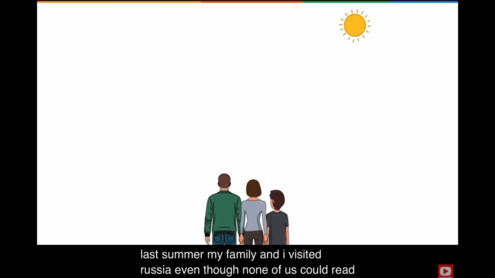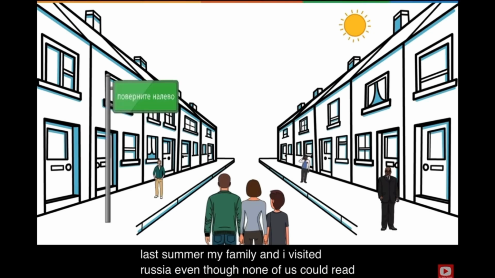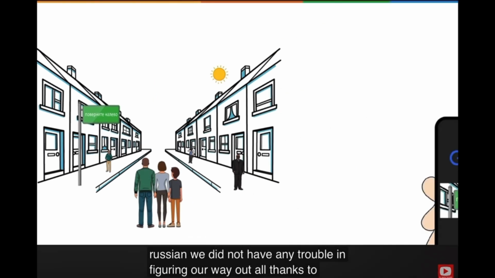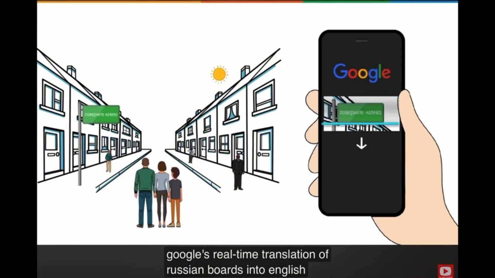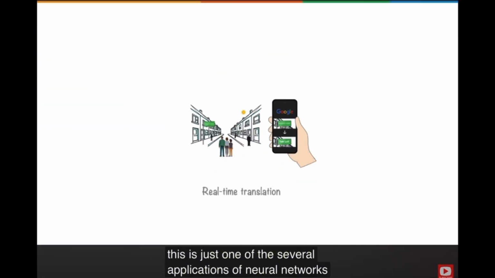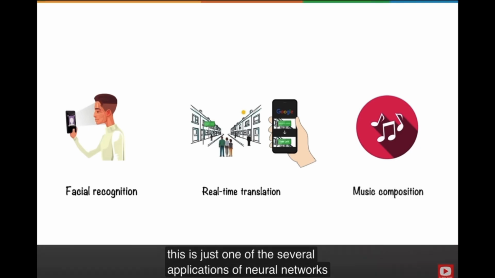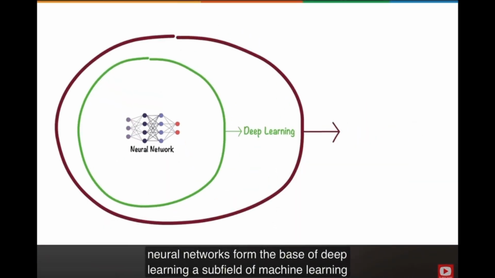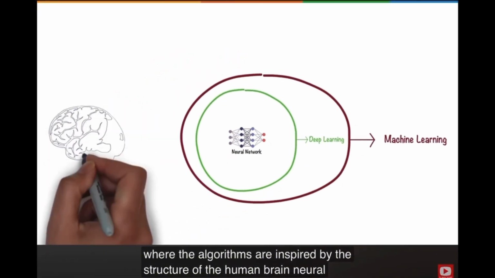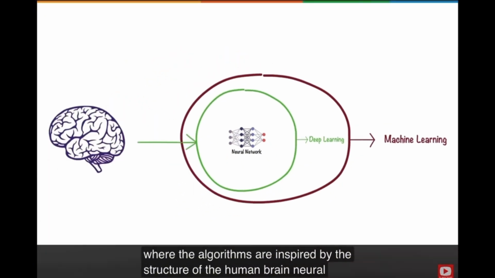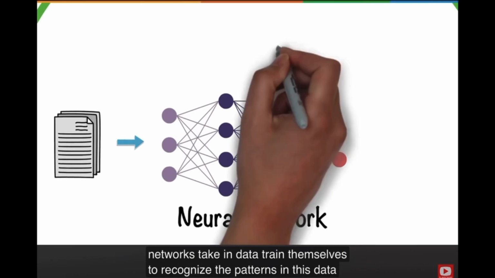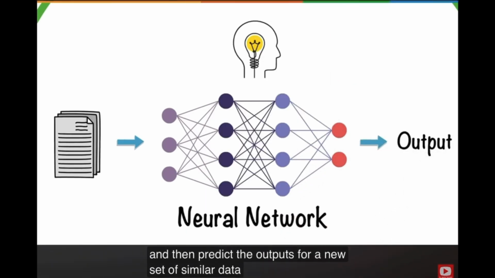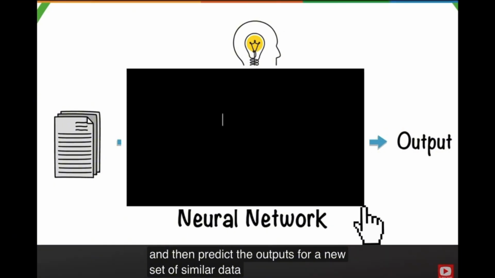Last summer, my family and I visited Russia. Even though none of us could read Russian, we did not have any trouble in figuring our way out, all thanks to Google's real-time translation of Russian boards into English. This is just one of the several applications of neural networks. Neural networks form the base of deep learning, a subfield of machine learning where the algorithms are inspired by the structure of the human brain. Neural networks take in data, train themselves to recognize the patterns in this data, and then predict the outputs for a new set of similar data.